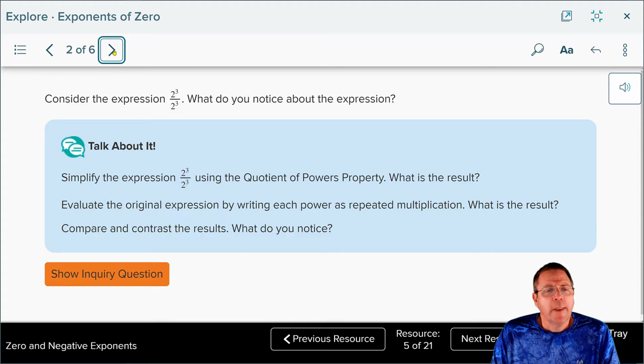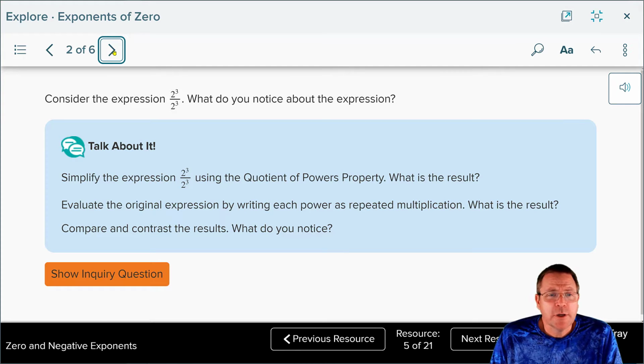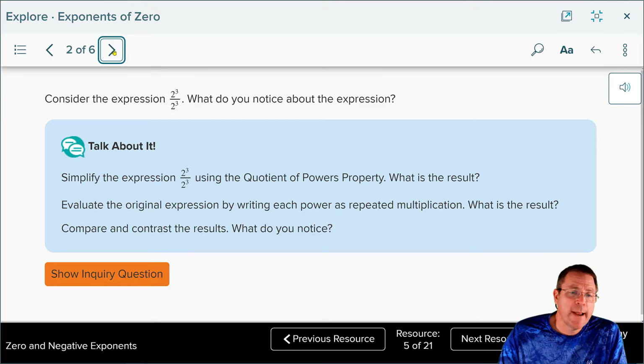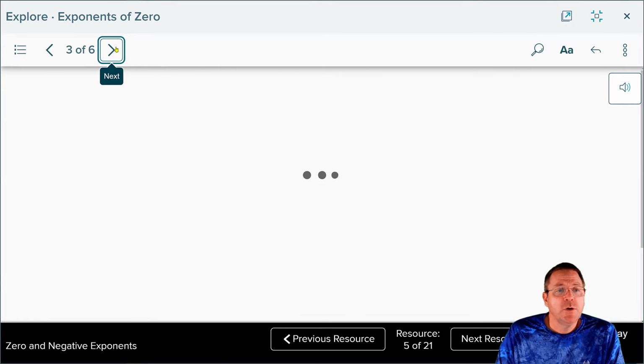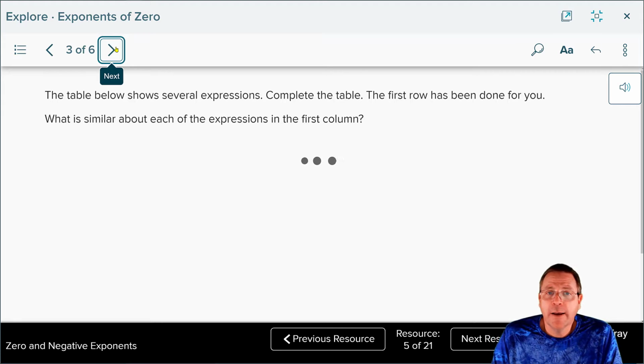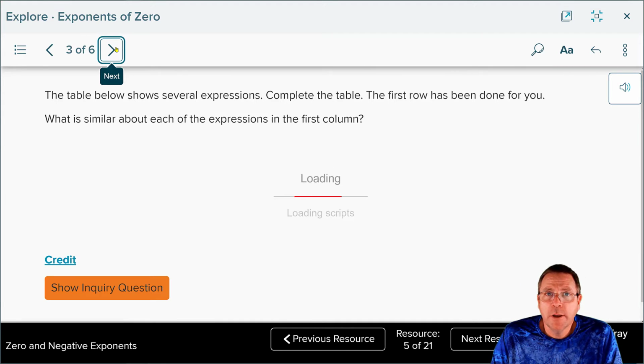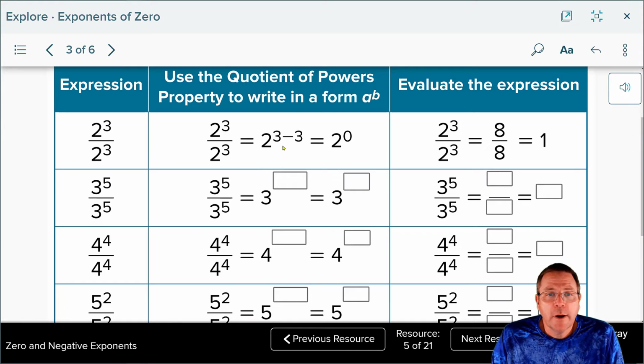Now we're going to simplify the expression using the quotient of powers property, which means we're going to subtract the exponents. And when we do that, we're going to find that we have a pretty big issue with our exponent. So right here on the table, you can see we got 2 cubed minus 3, which gave us 0.